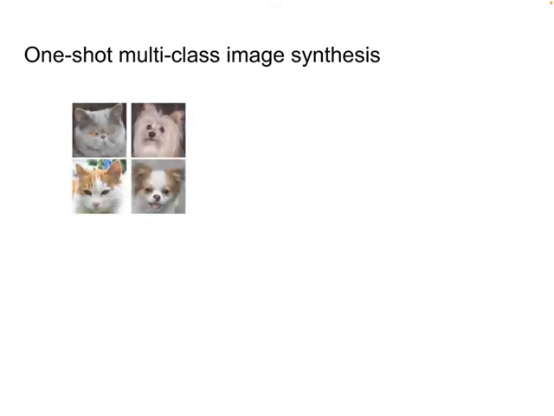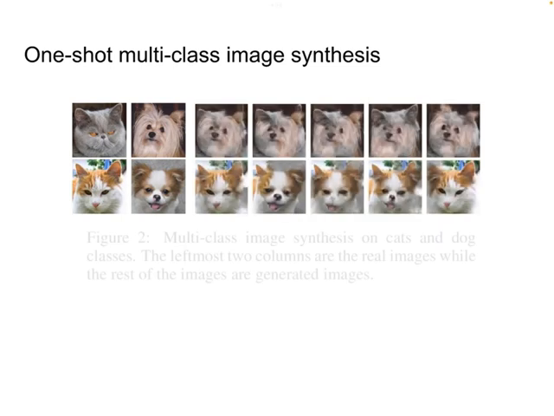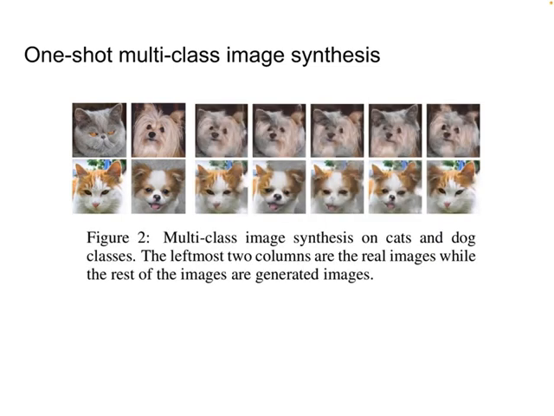Here we visualize the results of one-shot multi-class image synthesis on two related classes, cat and dog. The leftmost two columns correspond to the real images, while the rest of the images are generated ones.